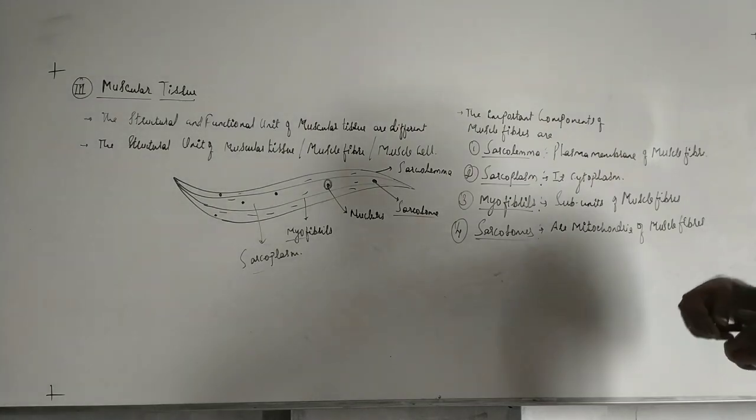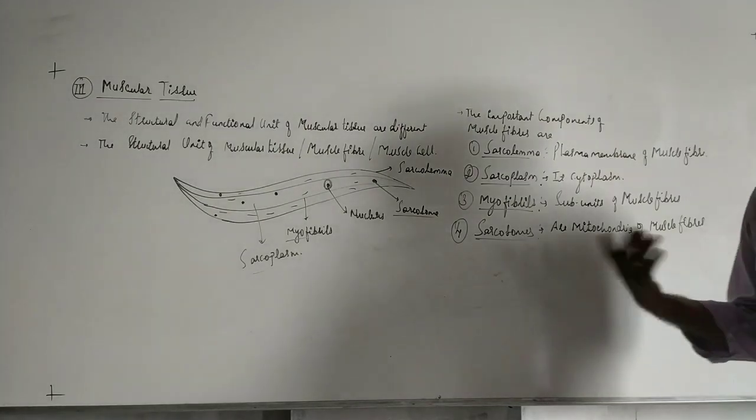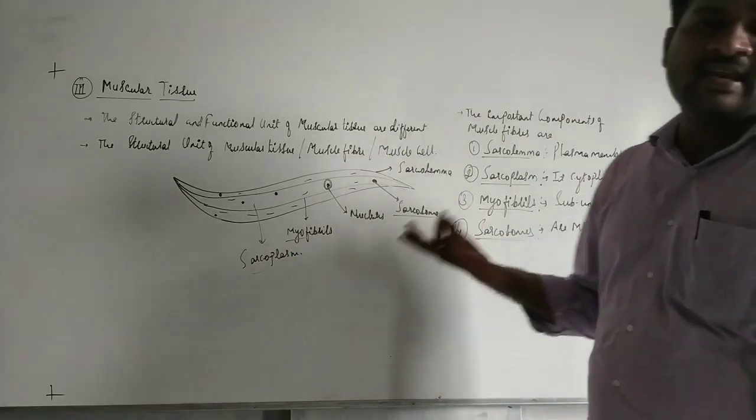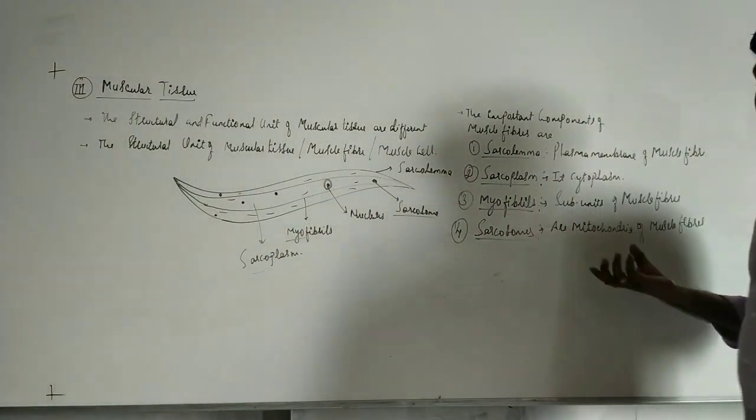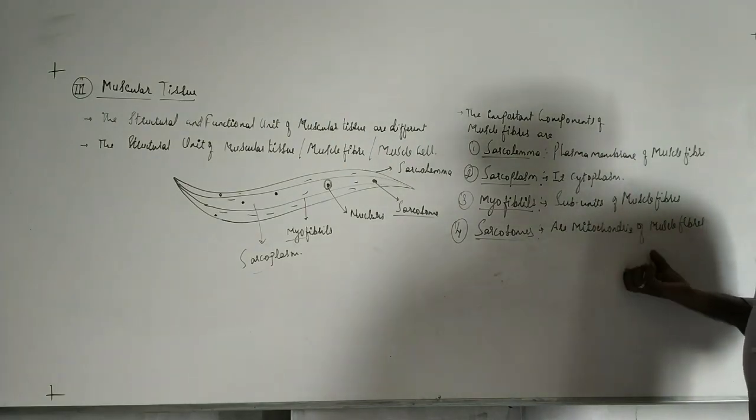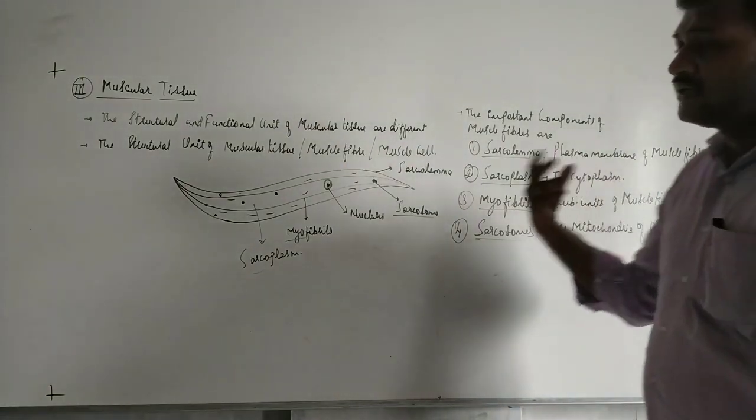The remaining part of the muscular tissue, that is the types of muscular tissue, cardiac muscle, skeletal muscle, and the smooth muscle, we will discuss in the next part.